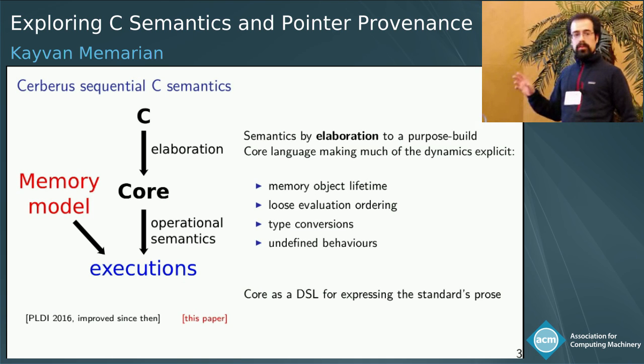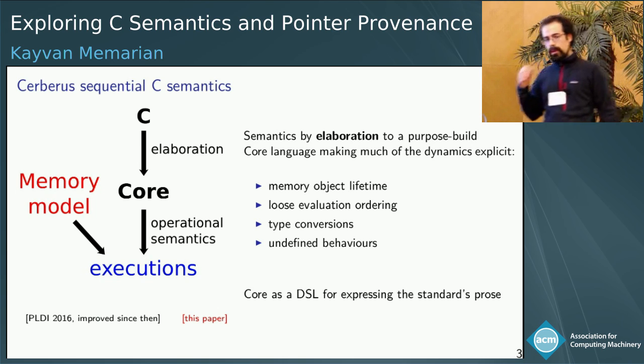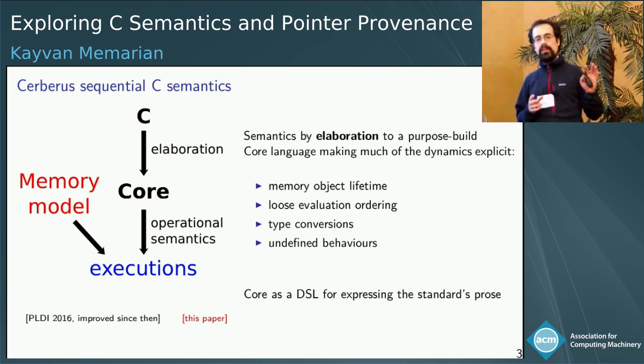So our semantics is done by elaboration, which means that we take a C program and we translate it into a simpler language, a core language that we design specifically for the purpose of making explicit all the subtleties of the dynamics of C. And then our semantics is really just a pair of that elaboration function and an operational semantics for core, which is a more traditional language, joined with a specific memory model.